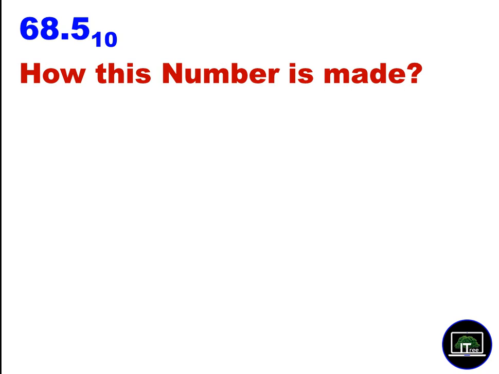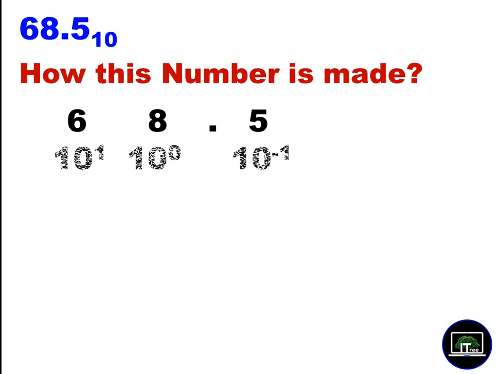Okay, now we will see how this number is made. You can look at it now. Already you know how the whole part, the integer part, is made. Normally we start with the decimal point, we go to the left side, and we make power of 1, power of 2, power of 3, something like that. But if you look at the right side of the decimal point, you may call these the negative powers. So here 8 will be at 10 to the power 0, 6 is at 10 to the power 1, but 0.5 is at 10 to the power negative 1, minus 1. That is very, very important.